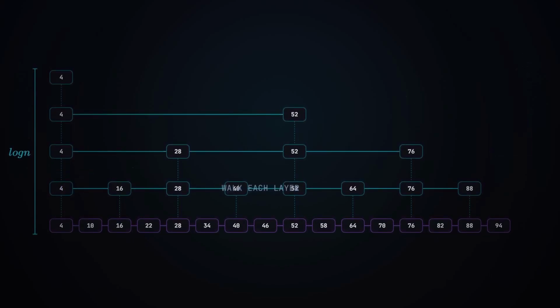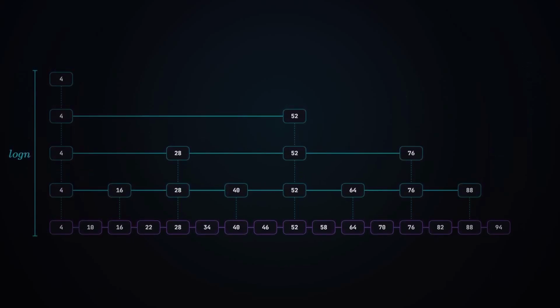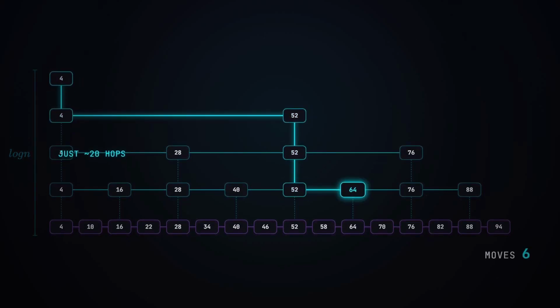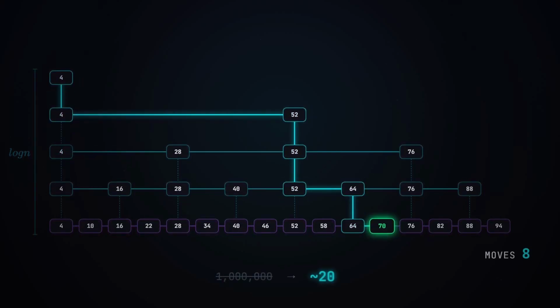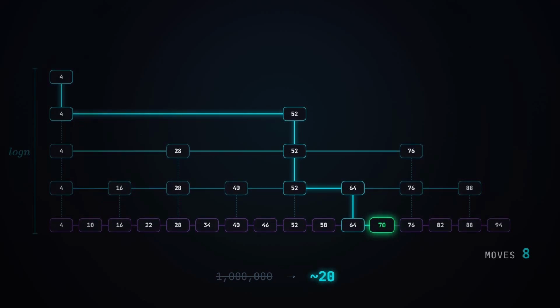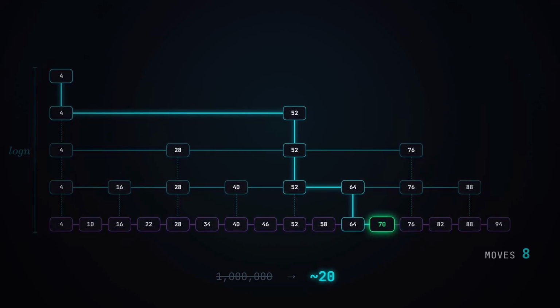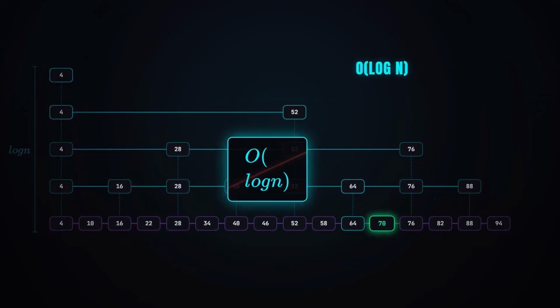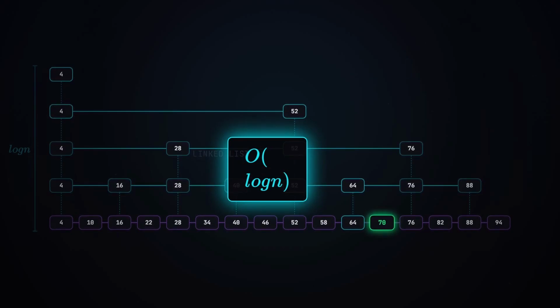And on each layer, you only walk a step or 2 before you drop down. We did it. About 20 layers, a step or 2 on each. The search that used to be 1,000,000 steps is now a few dozen moves. That's O(log n), on top of a linked list.